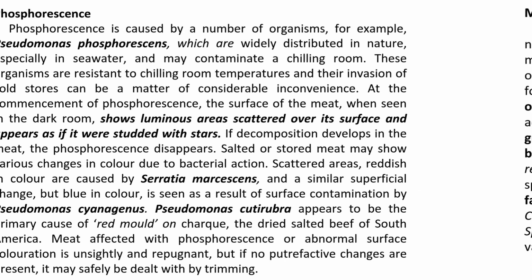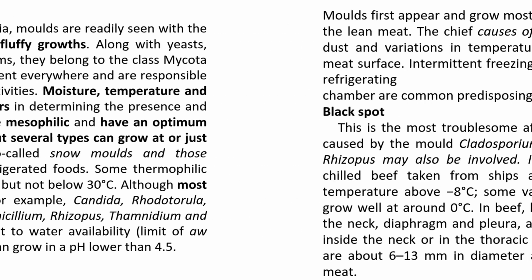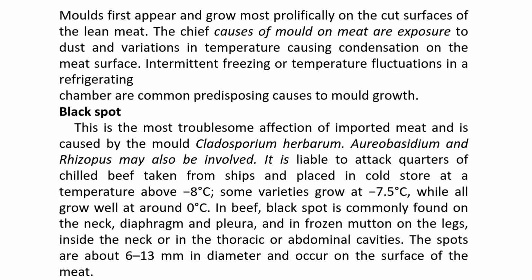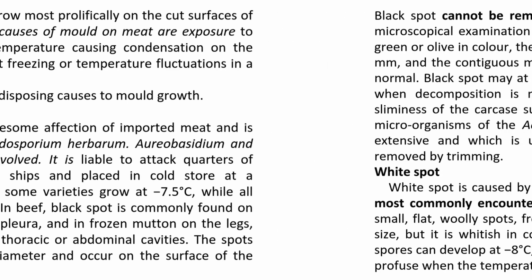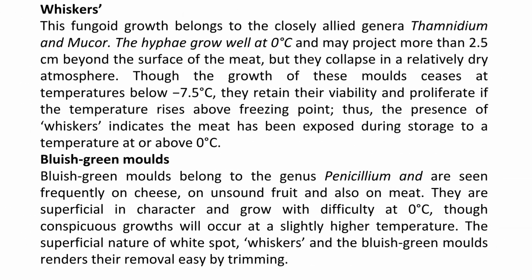Molds are another common issue, appearing as fluffy growths. They thrive in moist conditions and can grow at low temperatures. Common types on meat include black spot, caused by Cladosporium herbarum, white spot, caused by Sporotrichum, and whiskers, caused by Thamnidium and Mucor. Bluish-green molds from the genus Penicillium are also frequent.